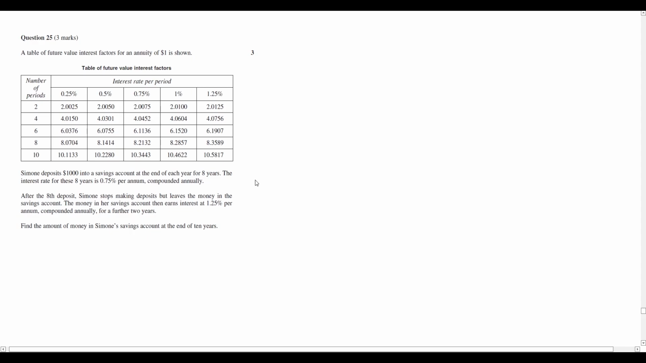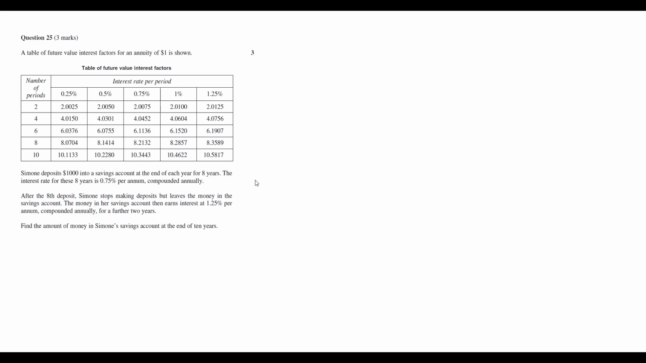So a table of future value interest factors for an annuity of $1 is shown. Simone deposits $1,000 into a savings account at the end of each year for 8 years. The interest rate for these 8 years is 0.75% per annum, compounded annually. After the 8th deposit, Simone stops making deposits but leaves the money in the savings account. The money in her savings account then earns interest at 1.25% per annum, compounded annually for a further 2 years. So find the amount of money in Simone's savings account at the end of 10 years.